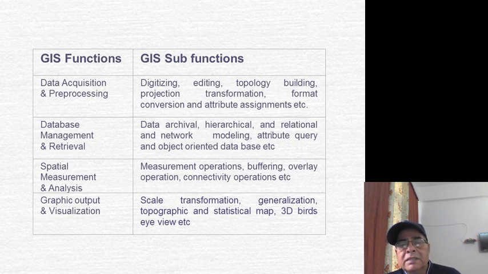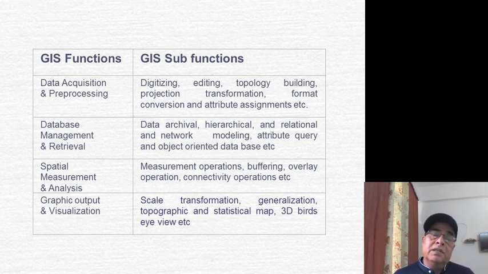The basic idea is that once we have created all these maps, one map we call a layer, right? So we put a number of layers into the GIS so that we can go for different types of analysis. The analysis may be an attribute query, or it may be on object oriented databases, right? So these are the basic ideas of how we are going to analyze the different databases which we have stored in the computer.